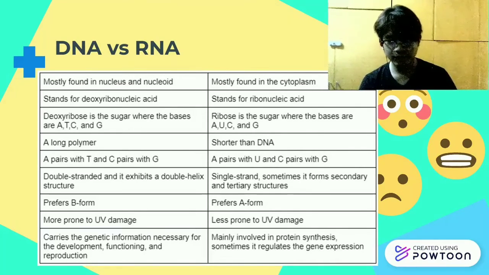DNA is more prone to UV damage, while RNA is less prone to UV damage. DNA carries the genetic information necessary for the development, functioning, and reproduction, while RNA is mainly involved in protein synthesis. Sometimes it regulates gene expression.